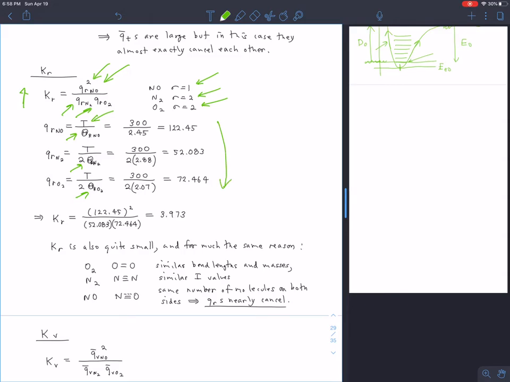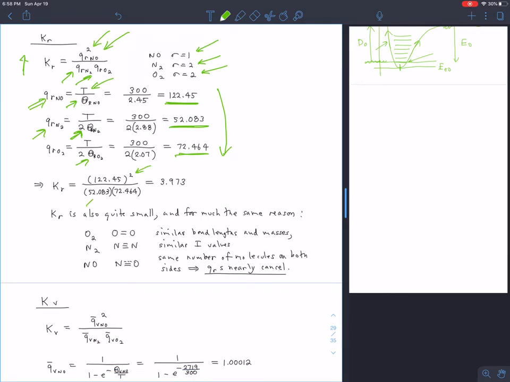And let's just look at the values. For NO, we have about 120 microstates at 300 Kelvin from rotations. For N2, we have about 52, basically because, why is that? Oh, it's because of this 2 here, because of the symmetry factor. And for oxygen, we have about 72. And when we take the ratio of that, so 120 squared over 52 times 72, we get that there's about 4 times as many rotational microstates in the products as there were in the reactants.